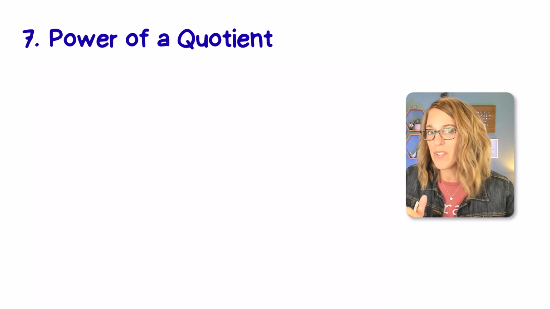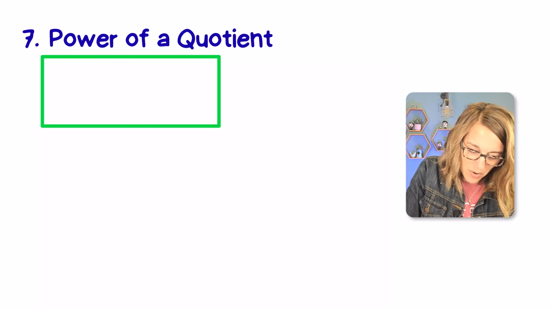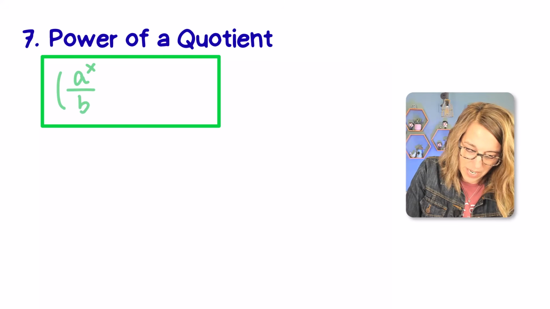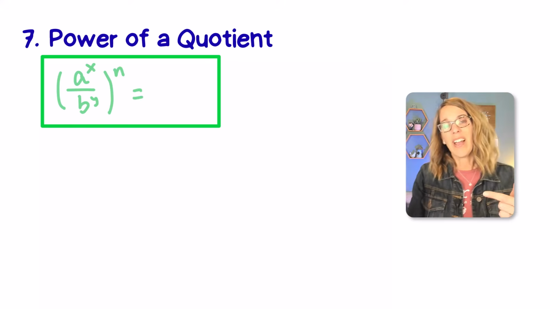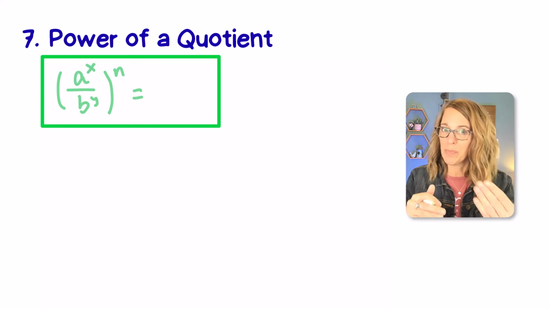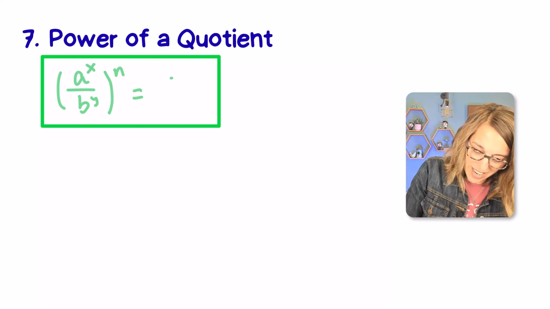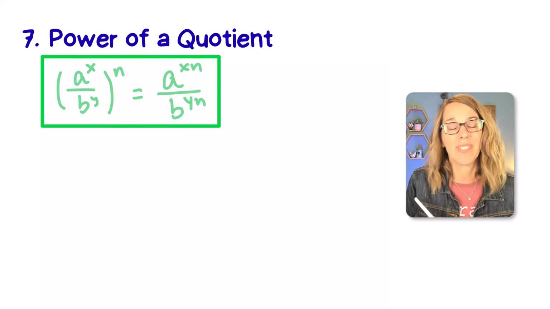Similarly, we can do a power of a quotient. I'm going to start with the rule this time, and then we'll do an example. So our rule looks like this: a to the x divided by b to the y, all to the nth power, is equal to, I can also distribute that nth power. As long as it's a division or a multiplication, I can take everything to the nth power. So this is going to look like a to the x times n divided by b to the y times n.